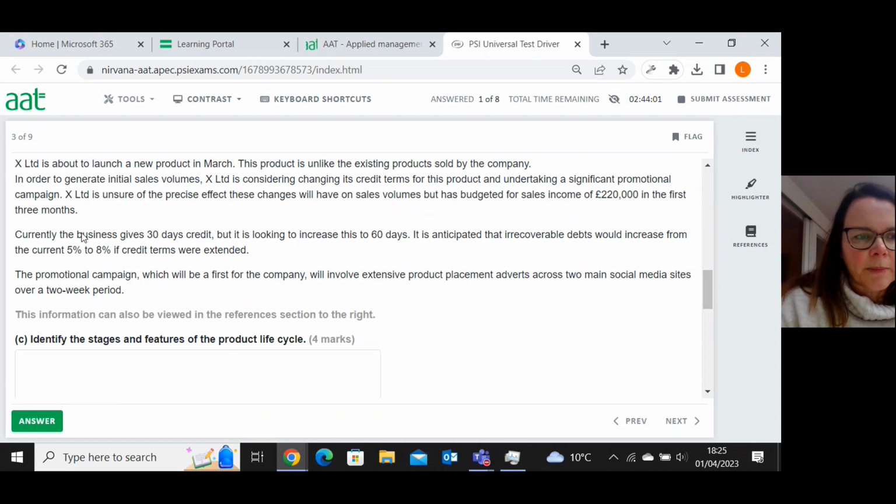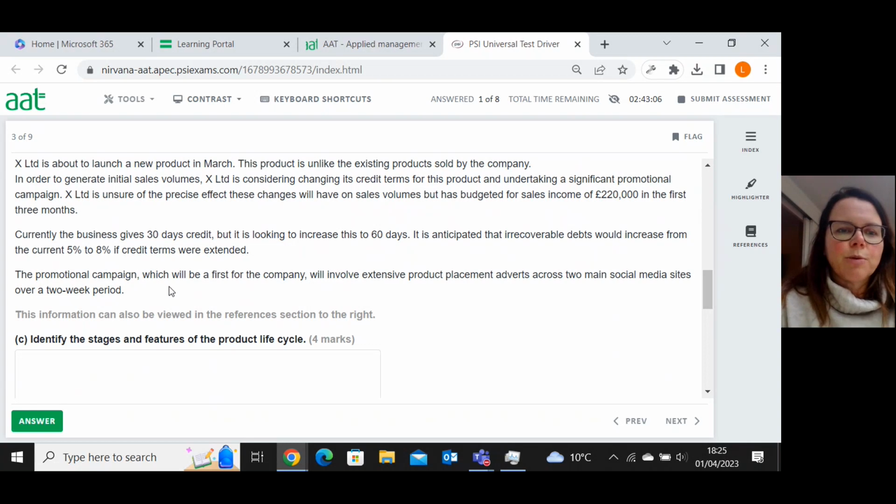So then it tells us a little bit more about currently the business gives 30 days credit, looking to increase this to 60 days. So I guess the hope is that by offering customers longer credit, they're more likely to come and buy from X Limited. We don't know what competitors are doing. Do they already offer 60 days, or is this going to give us a competitive advantage? The downside is that it's anticipated irrecoverable debts would increase from 5% to 8%. So obviously the longer people have to pay, the more risky it gets. There's also a cost of capital involved here. If you've got your working capital tied up in offering an extra 30 days credit, it means you're not using that capital to buy in your stock or make other investments in your business. So that's something else to consider.